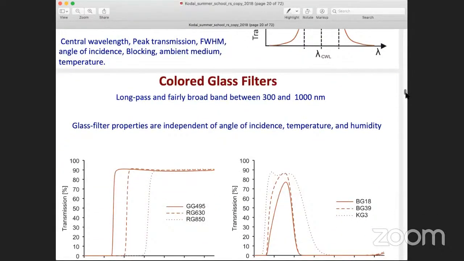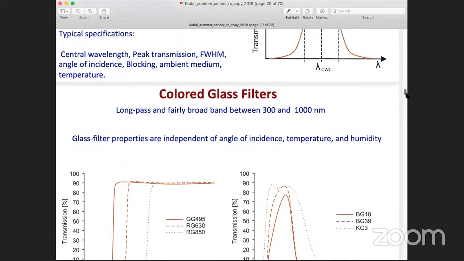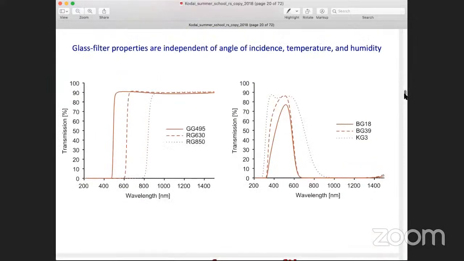Long pass and fairly broadband filters: there are colored glass filters which are in practical use, which are independent of the angle of incidence, temperature, and humidity. Some examples are GG495 and RG360. Basically, this 495 implies that after 495 nanometers, transmission is very high. Below that, it doesn't transmit. Similarly, there are other examples of transmission filters.